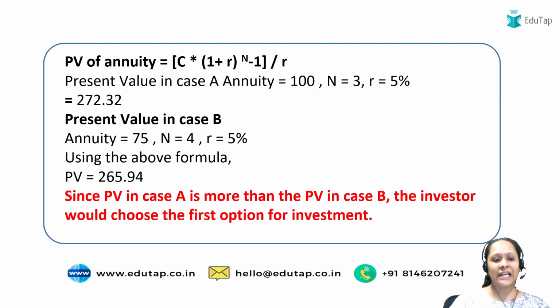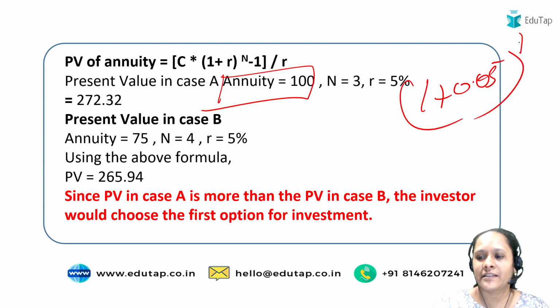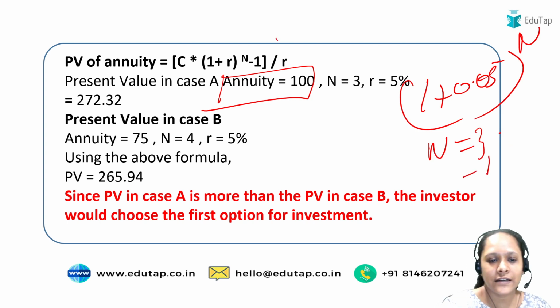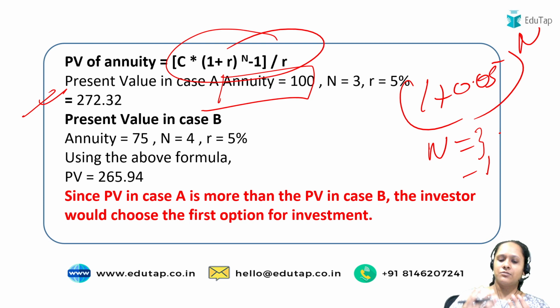Now let us see how we calculate the present value of the annuity. You have to simply multiply the cash flows which you will receive every year, that is the annuity amount rupees 100, by (1 plus interest rate, that is 1 plus 0.05, whole to the power n, that is number of years, n in this case is 3) minus 1, and this whole term would be divided again by the interest rate, that is 0.05. When you solve both the cases, you find the present value of option A to be more. So since the present value of option A is more, the investor should choose option A.